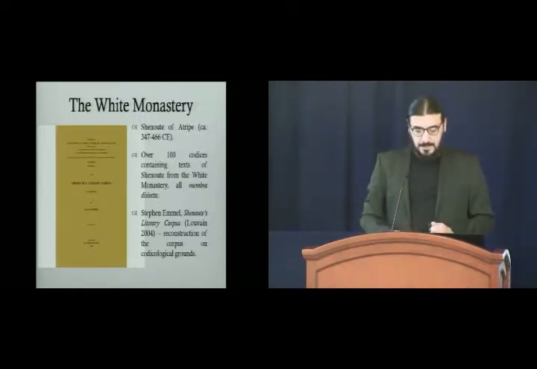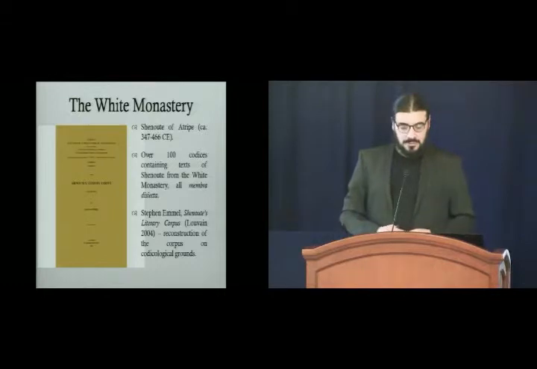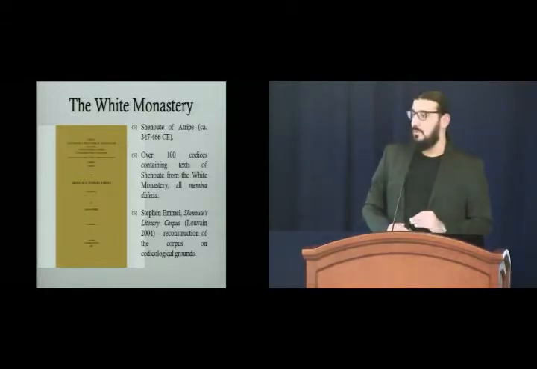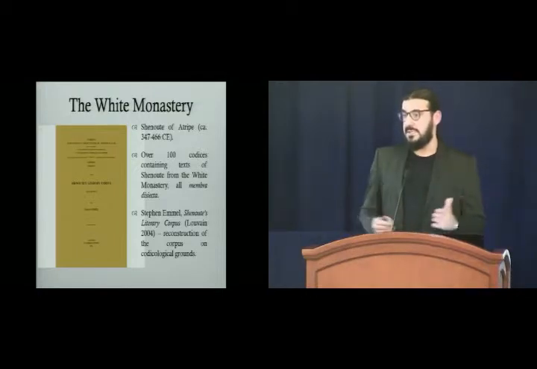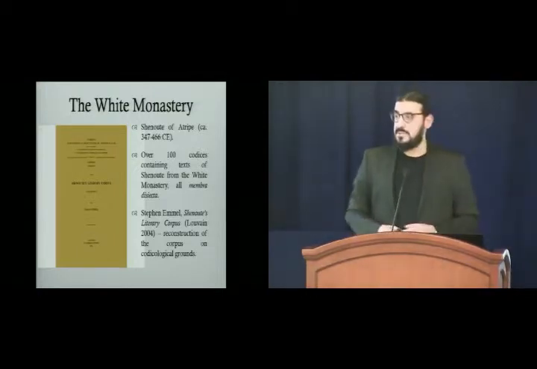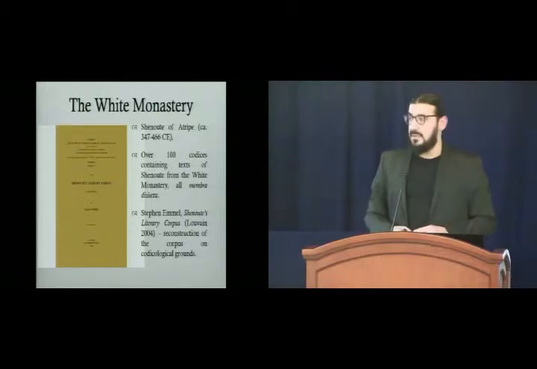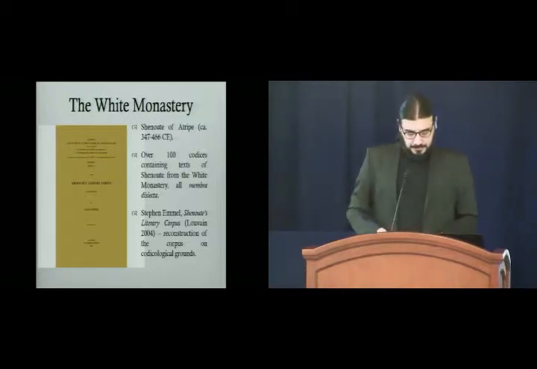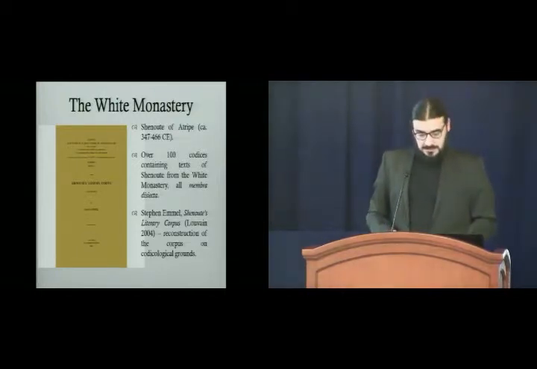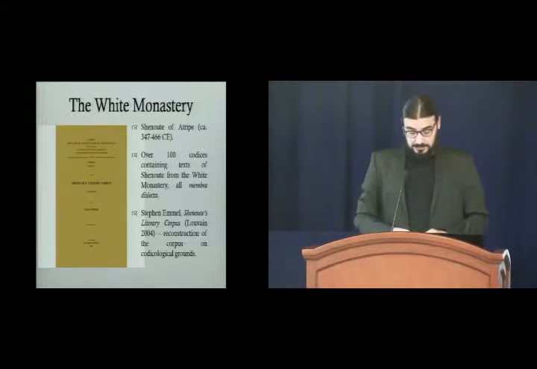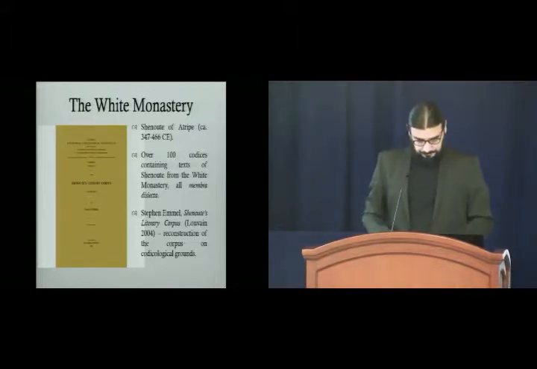There are about 100 codices which transmit the works of Shenute, all of them, or almost all of them, from the White Monastery, and none of them intact. They have all survived with their leaves torn and scattered all over the world. The corpus of the writings of Shenute was pieced together by Stephen Emmel in his doctoral dissertation, which he published in 2004.